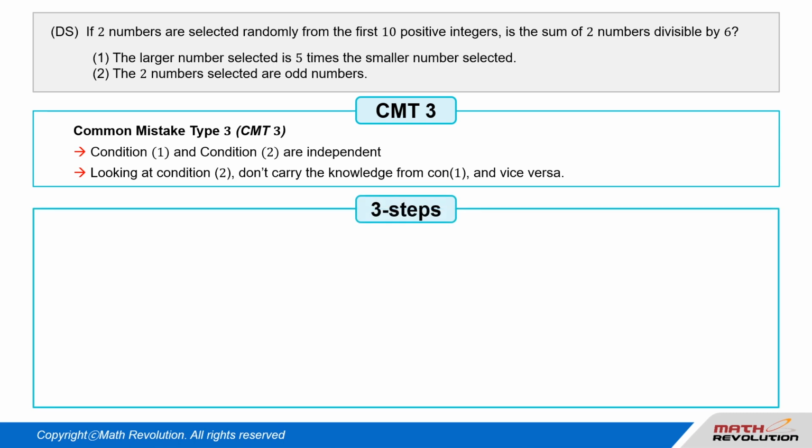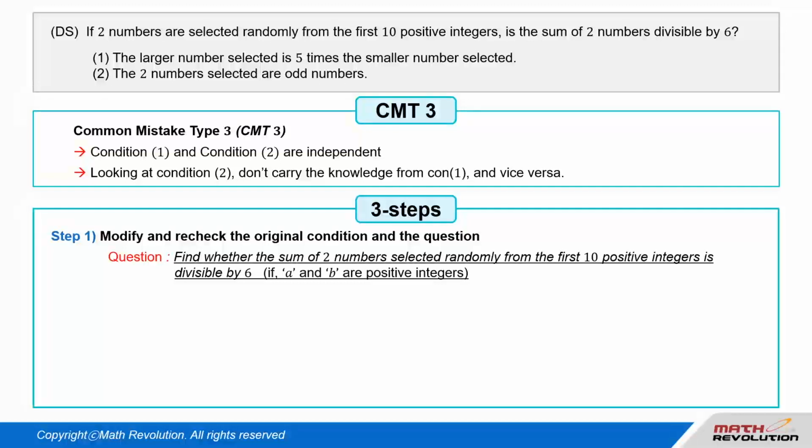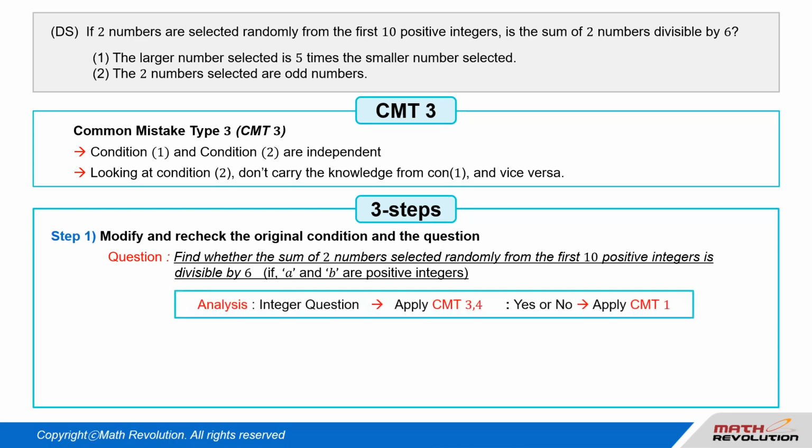Let's apply the 3 steps suggested previously. Follow the first step of the variable approach by modifying and rechecking the original condition and the question. We have to find out whether the sum of two numbers selected randomly from the first 10 positive integers is divisible by 6. This is an integer question, and therefore one of the key questions. We need to pay attention to CMT 3 and 4 in key questions. Also, the answer to this question will be in terms of a yes or no, and therefore we apply CMT 1 to this question. CMT 1 tells us that even a no is a valid answer.